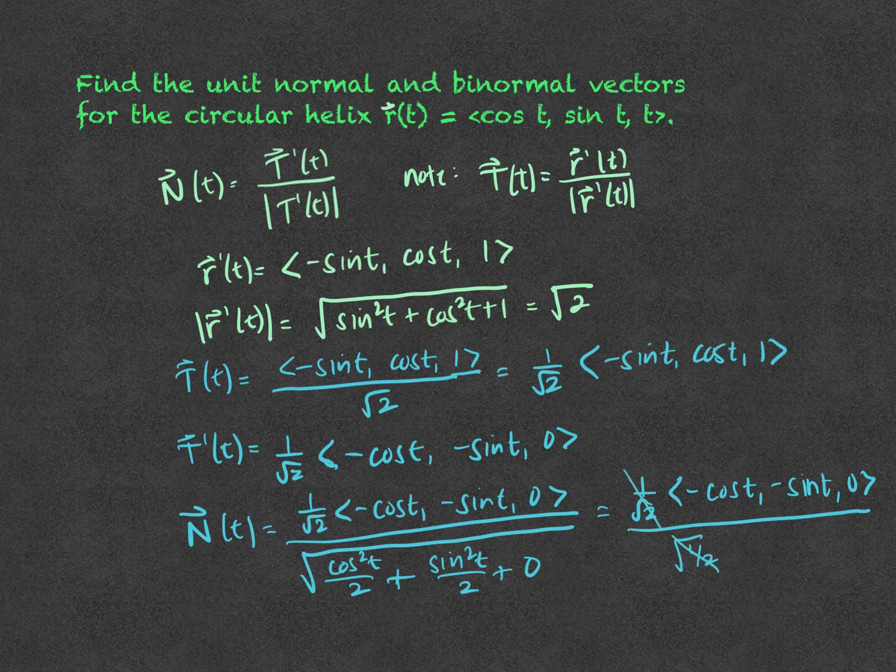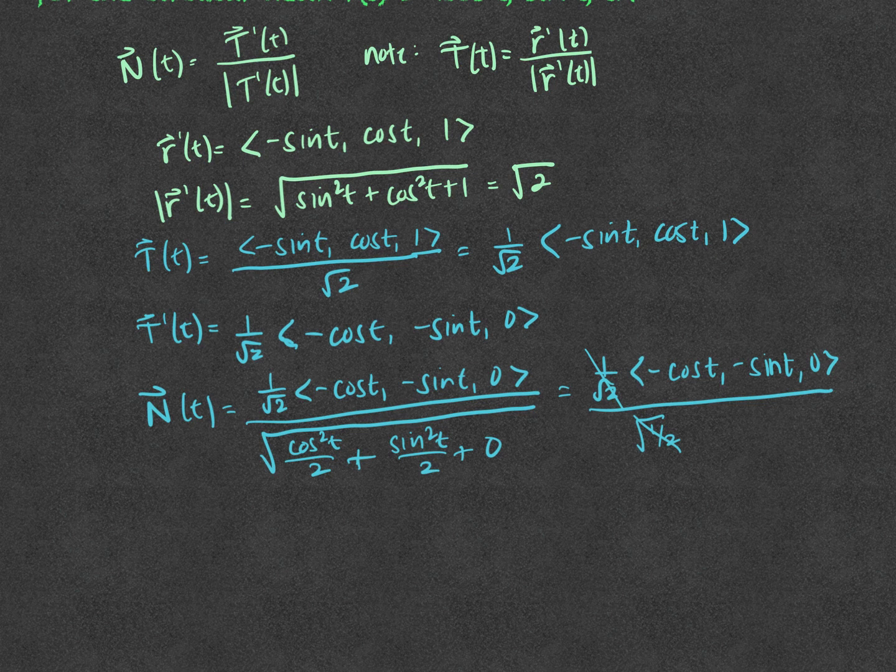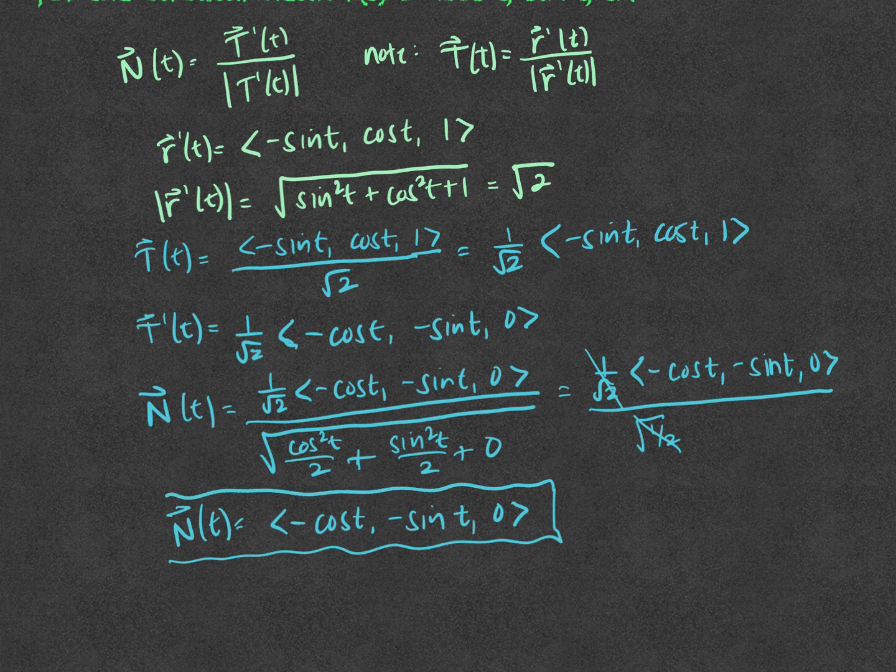Since these match, they cancel, so I'm going to make a note here that N of t equals the vector negative cosine of t, negative sine of t, 0. All right, so that's our unit normal vector right here. Not too bad mathematically.